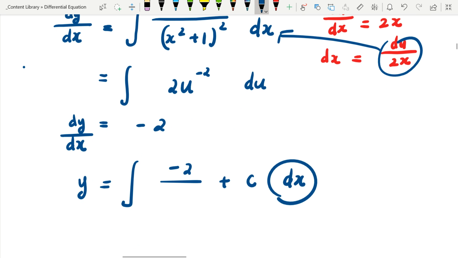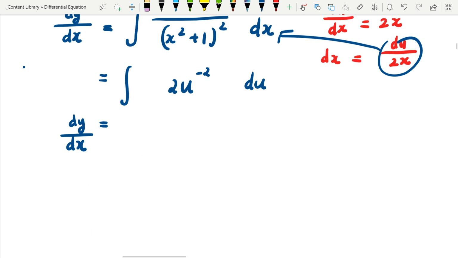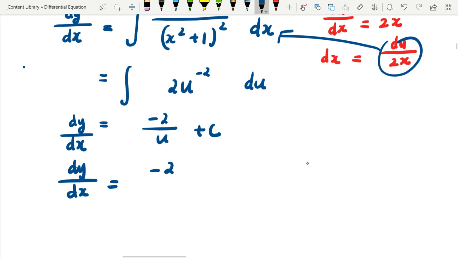You can't, because you will have dx in the end. You can't keep it. Okay, that's not correct. I haven't substituted my u back. So that should be minus 2 over u plus c, and that should be, what's that? Minus 2 over x squared plus 1, plus c. So I can't do it that way.